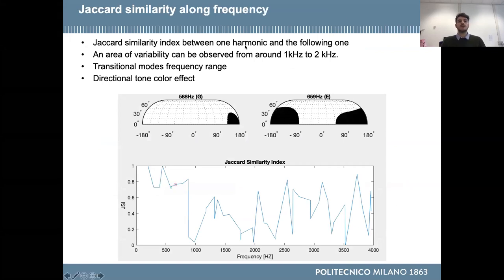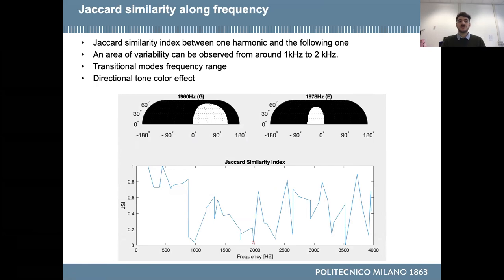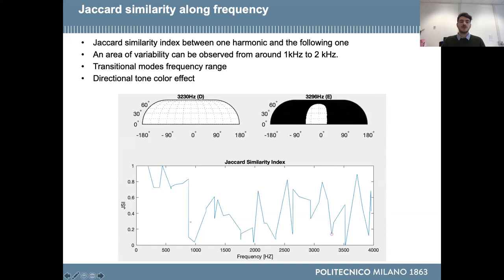So we can use this Jaccard similarity as an index for analyzing how the shape of the principal radiation regions varies. For instance, we can compute the Jaccard similarity between the binary patterns at two successive frequencies, as you can see in this animation. Here we have the Jaccard similarity values computed between the two frequencies that are moving.